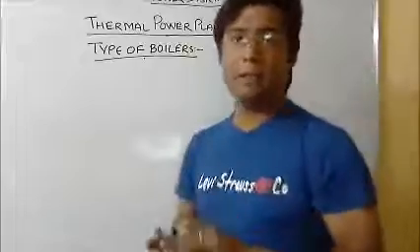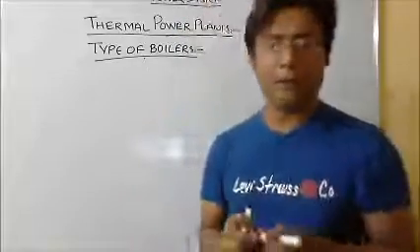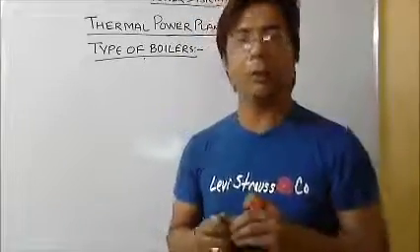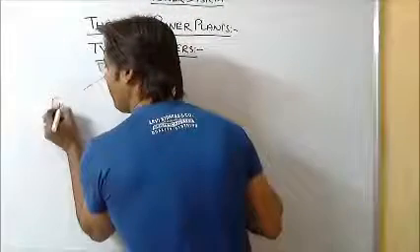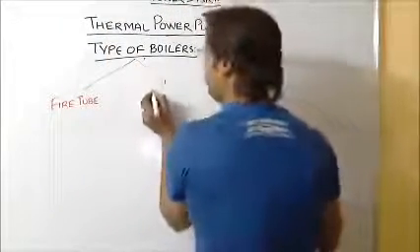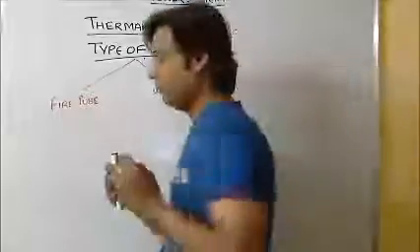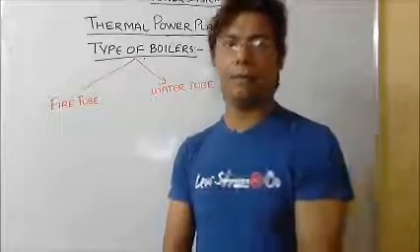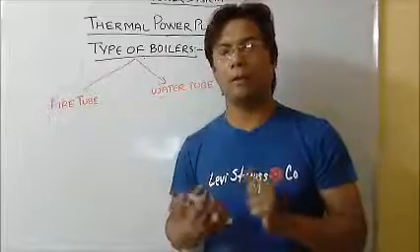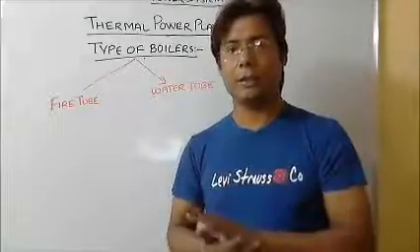The type of the boiler also plays a very important role in the efficiency of the thermal power plant. There are two types of boilers which we normally use in thermal power plants. One is called the fire tube boiler, and another is called the water tube boiler. The difference between fire tube and water tube is, as the name suggests, that in the fire tube the fire is in the tube and the rest of the part is surrounded by the water. In the case of the water tube, water is actually in the tubes, whereas it is surrounded by the fire.